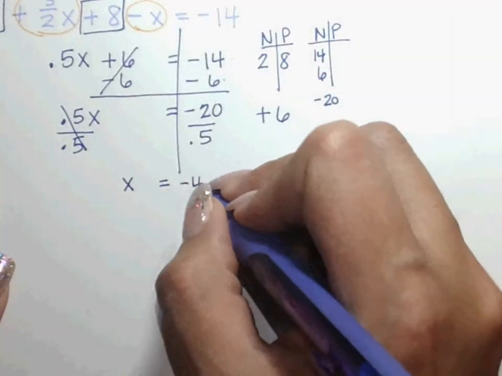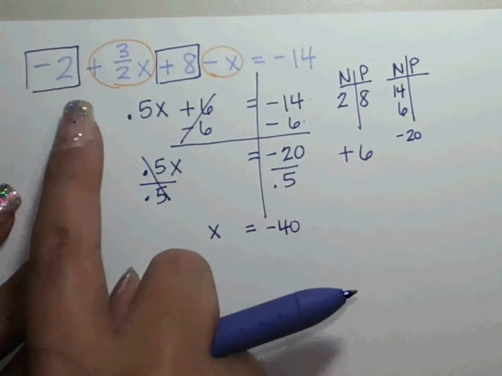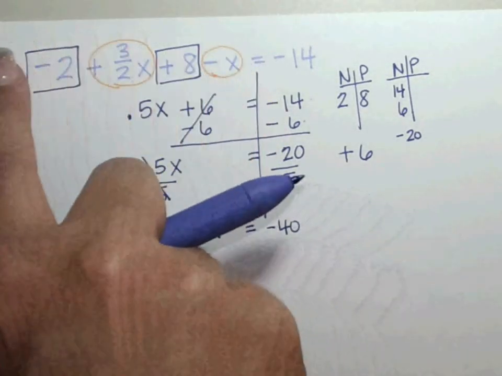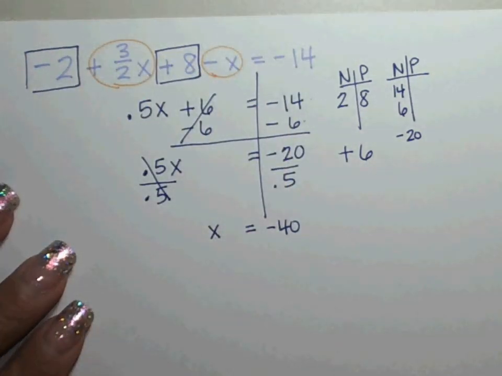Okay, and now if you're not quite sure if negative 40 really is the right answer, you could easily plug in negative 40 every time you see a letter x. And I can guarantee if you do this right, you're going to end up with a negative 14.